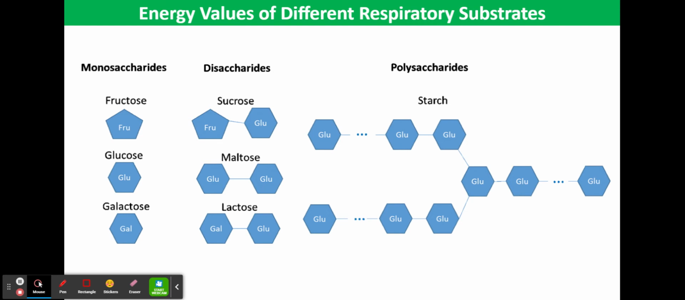Disaccharides can be digested to monosaccharides for respiration. Monosaccharides, such as fructose and galactose, can be changed by isomerase enzymes to glucose for respiration. We're now going to look at lipids.